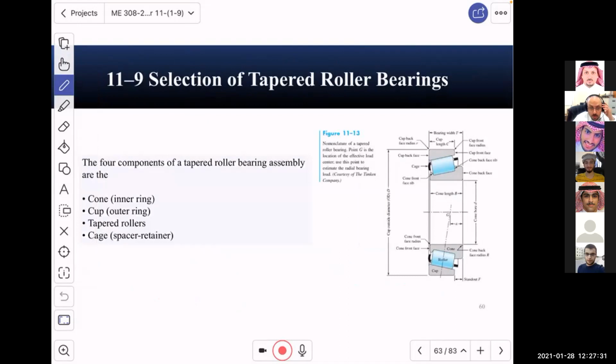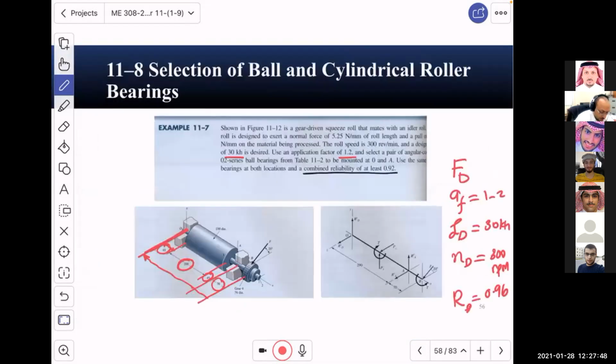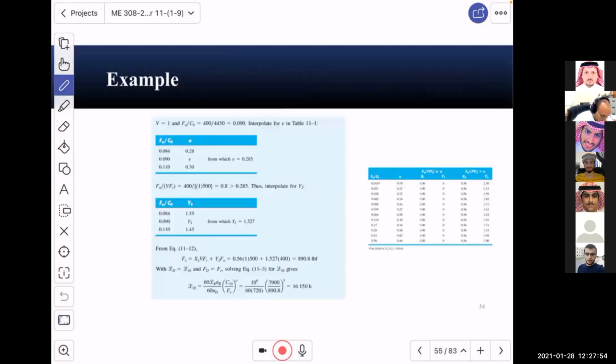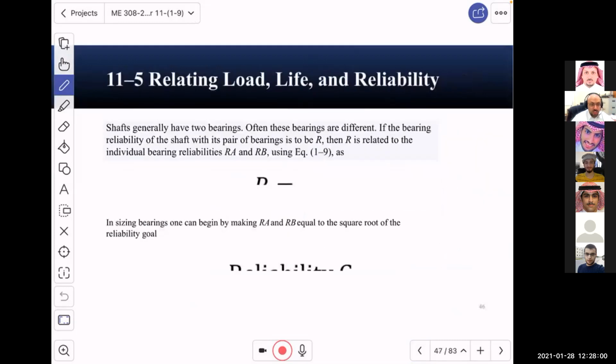What about the reliability? How did we get the 0.96 reliability in the previous example? Oh yeah. We said in the question here that we need a combined reliability of at least 0.96. Something wrong happened to my PowerPoint when I made a PDF version of the slides, of course, as I am updating the slides every day. So inshallah, next week when we finish chapter 11, I will update the final slides for you.